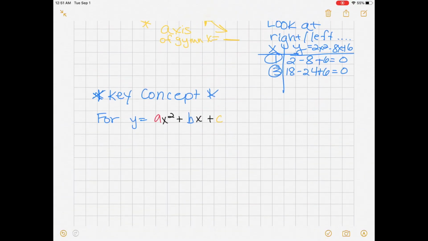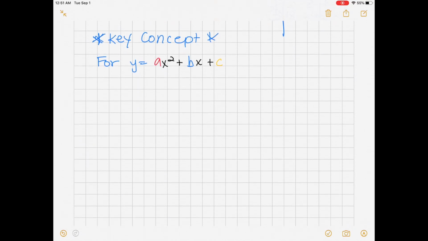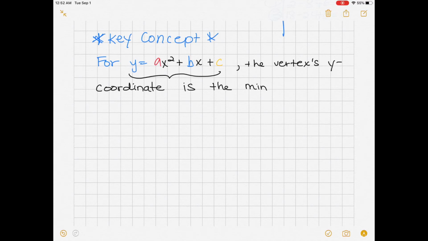Okay, so now here's a key concept. Okay, so we've been looking at these parabolas. We've been able to identify the different parts of them. We know there's a vertex and that there's symmetry. Okay, so here's a key concept. For the parabola in standard form, y equals ax squared plus bx plus c, we know that it has a vertex, right? Well, we've been talking a lot about the x value of the vertex, but the vertex has a y-coordinate.